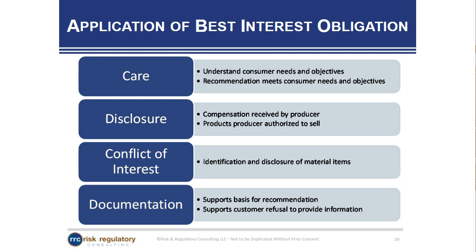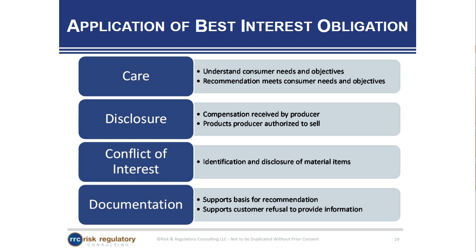It's about the producer. What compensation will the producer receive related to the sale? What products is the producer authorized to sell? How many other companies is the producer appointed to do business with? This obligation is about providing key information about the producer to the consumer. For example, are they recommending the only product that they are authorized to sell? Something to be considered. Third is the conflict of interest obligation.